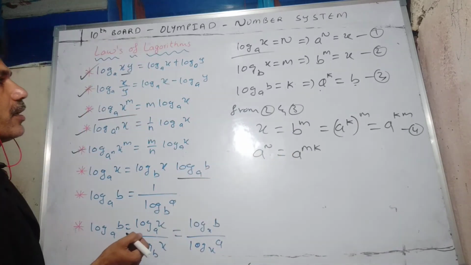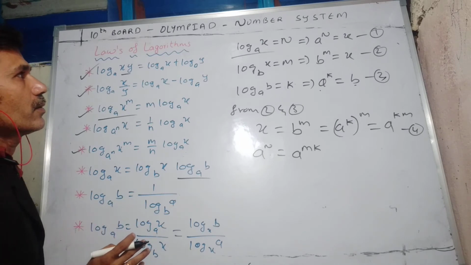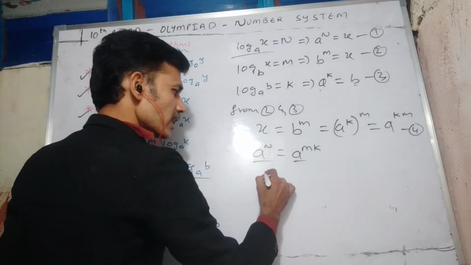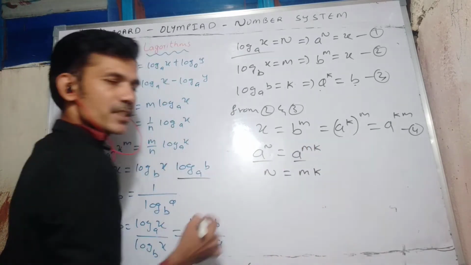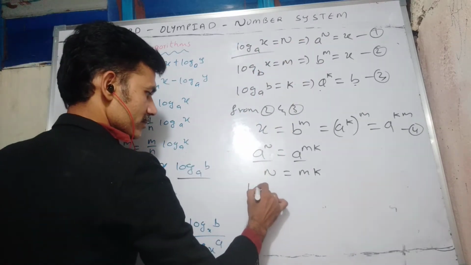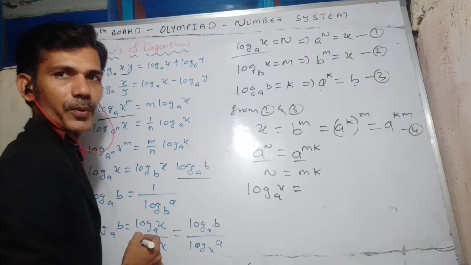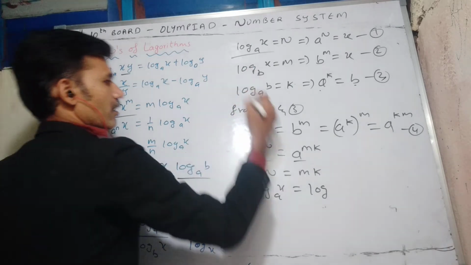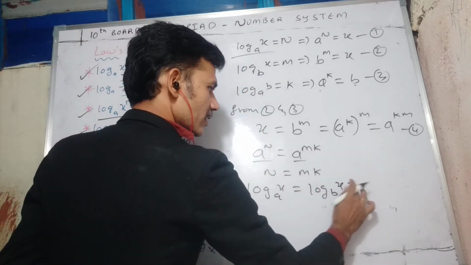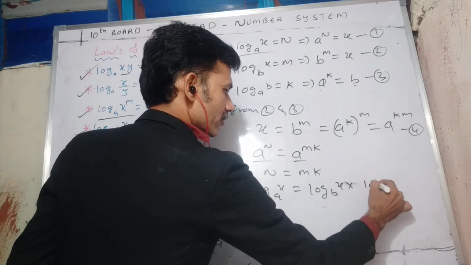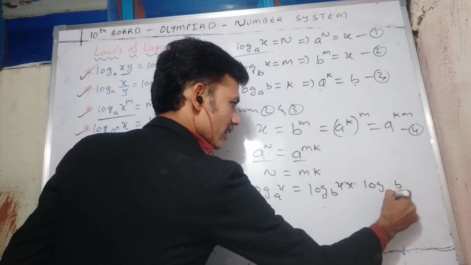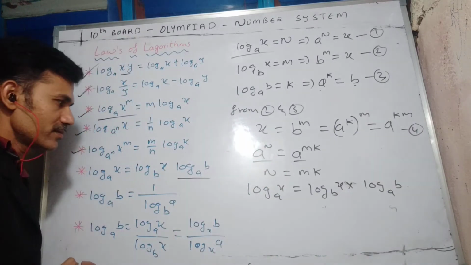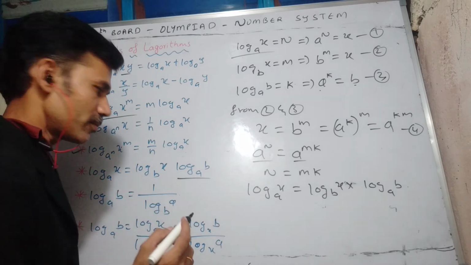Now we can replace the things. If bases are same, then the exponents must be equal. N equal to m times k. N is nothing but log x. So log x base a, how we can change? We can change it as m is how much? Log x base b. If you change the base, then that will carry forward and that will get the base. Okay, this is the chain rule. See, this chain rule will have a lot of applications.